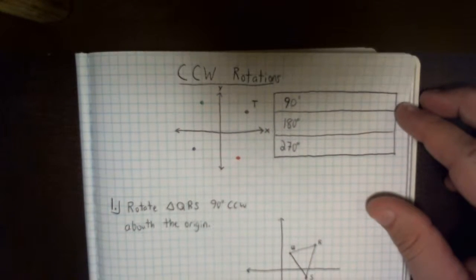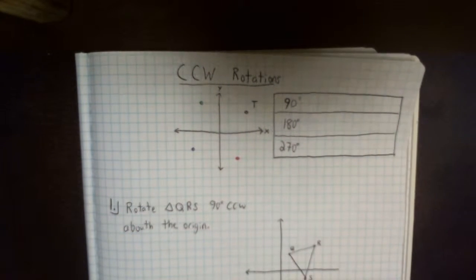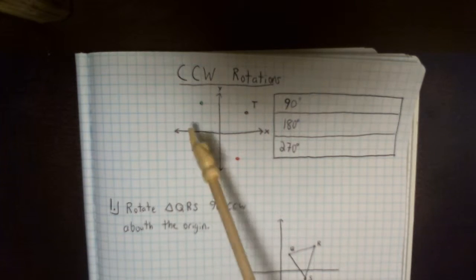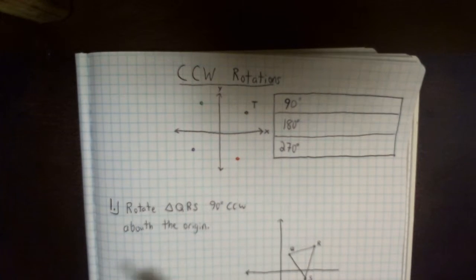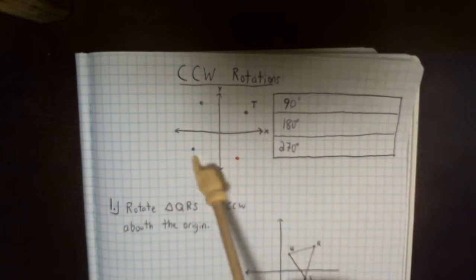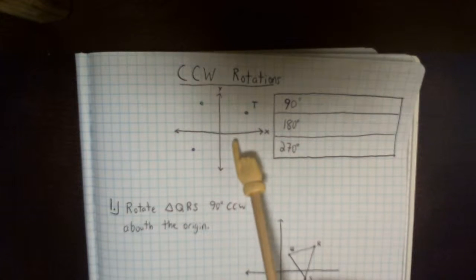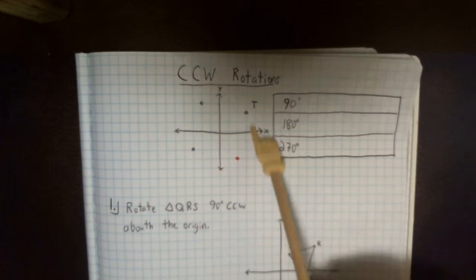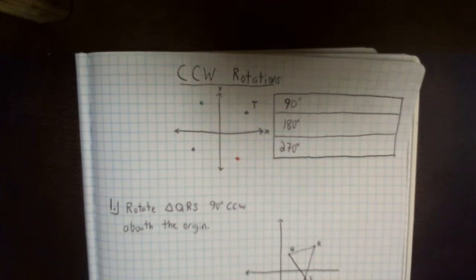So this video is talking about counterclockwise rotations. You might see in your directions something like CCW rotations, which is what I have written at the top. CCW means counterclockwise. What counterclockwise means is that instead of rotating this way like a clock does, we want to rotate the other way. We want to rotate counterclockwise.